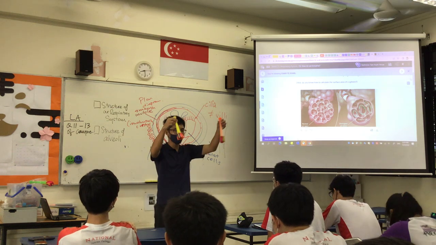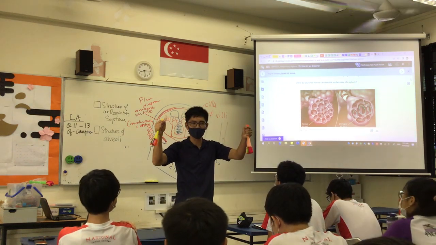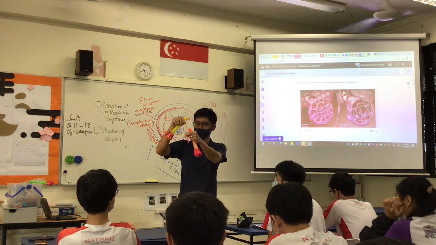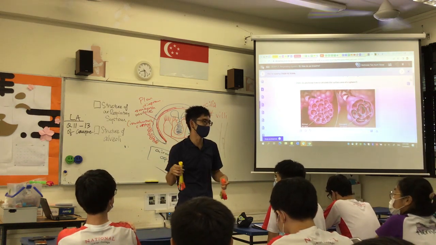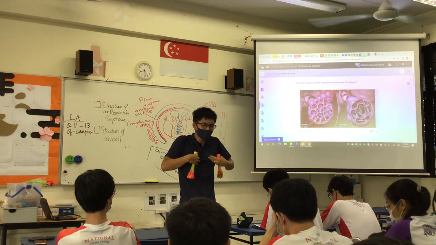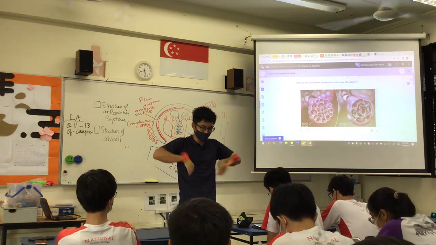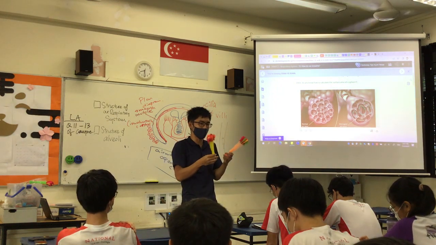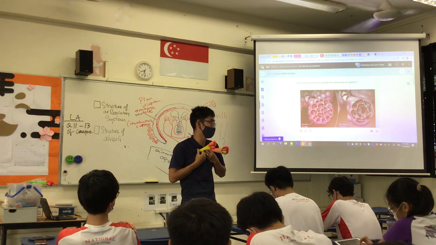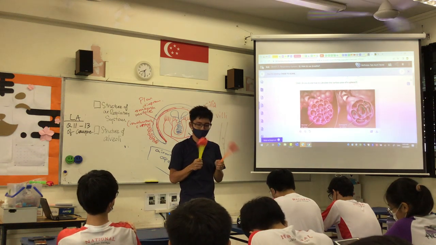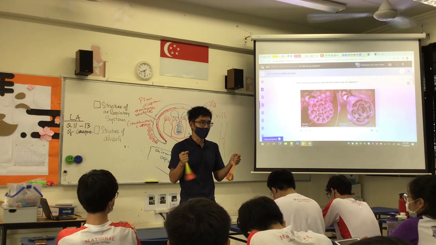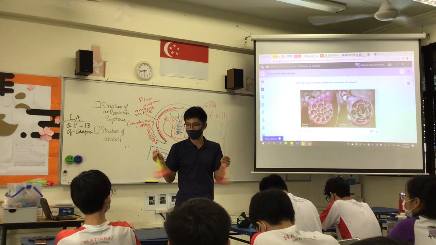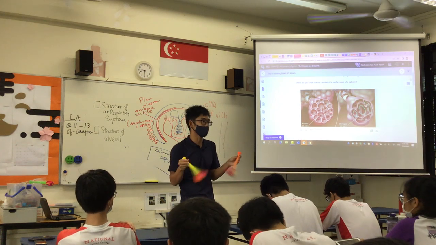Actually, this structure over here kind of looks like what your air sacs are. You see all these little sticks over here? They're like the bronchioles. When you breathe in, air goes all the way to the extreme ends. Here are all the bronchioles branching out, and at the end of each bronchiole, you get air sacs. These air sacs are where gases will enter your bloodstream.